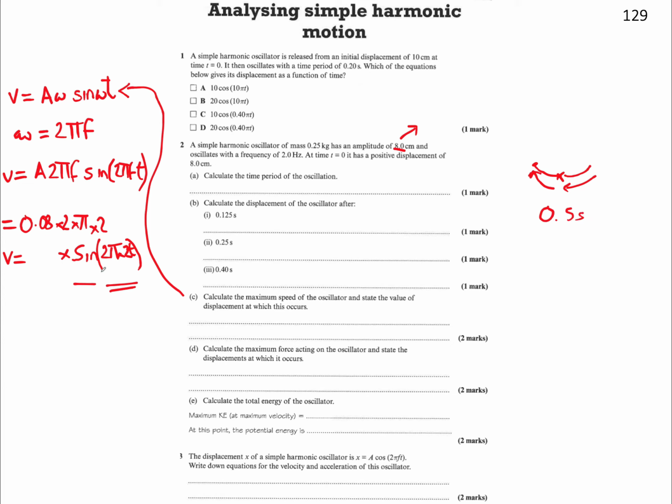But anyway, we just know that the velocity is going to be biggest when this equals 1. So let's make that equal 1. So now you get v equals 0.08 times 2 times pi times 2 times pi. Okay, and when you put that in, you get the answer of 1.00 something or other. So 1.0 is fine, meters per second.